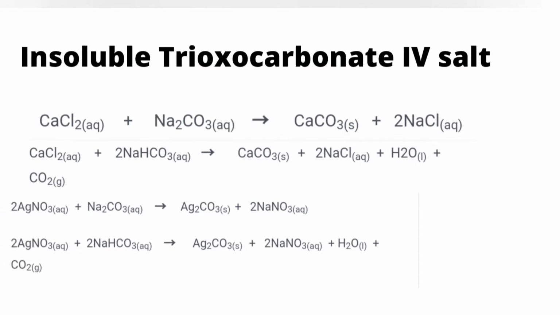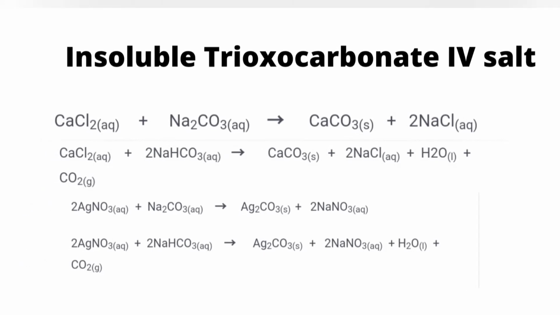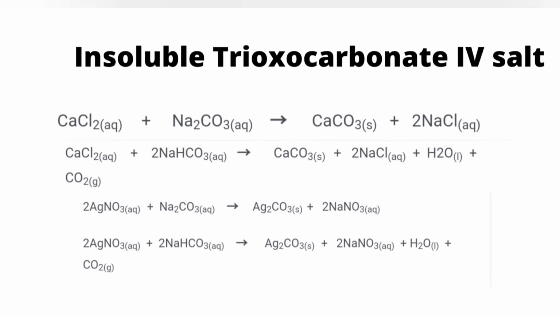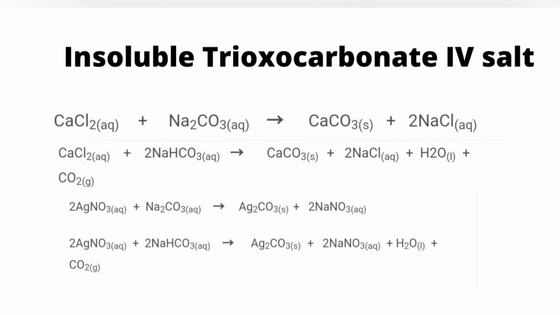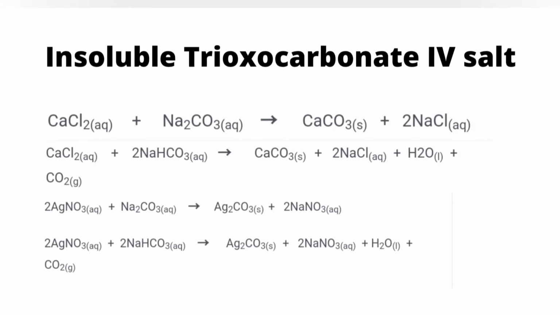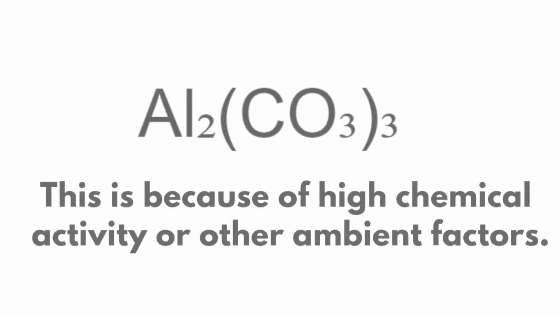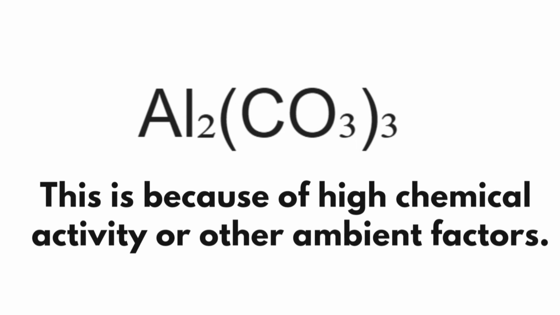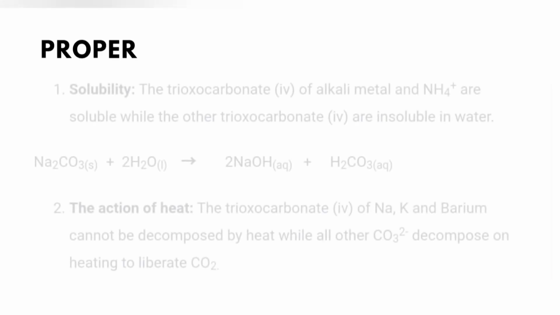All right, now in the equation you can see both calcium and silver being precipitated as their corresponding carbonate from their metallic salt. Okay, make sure you note these equations. Now aluminum trioxocarbonate 4 does not exist in reality, because of the high reactivity of aluminum itself and other ambient conditions. Precipitation of these aluminum trioxocarbonate 4 substances usually does not work. Instead, what we get is aluminum hydroxide when precipitated with the corresponding sodium carbonate.